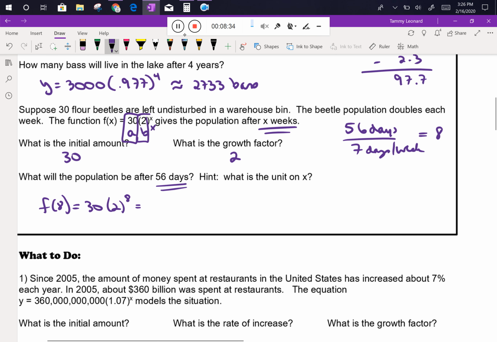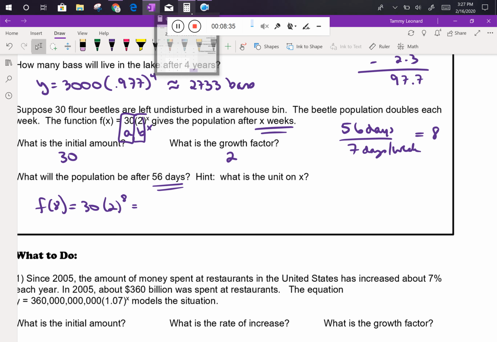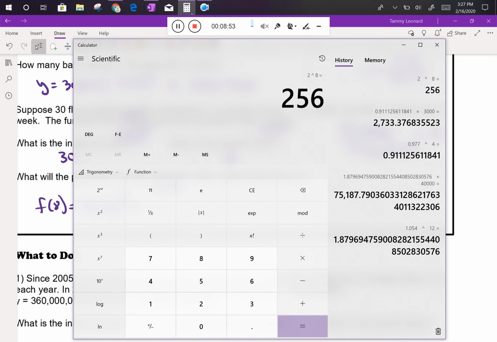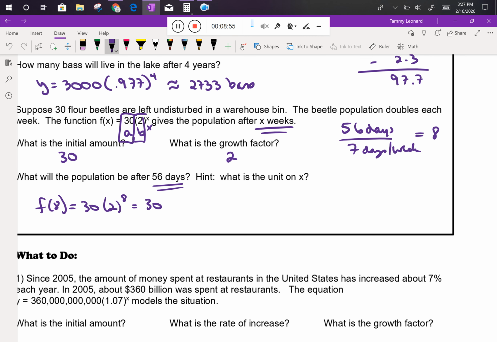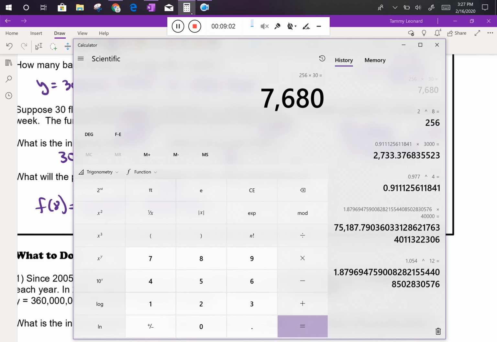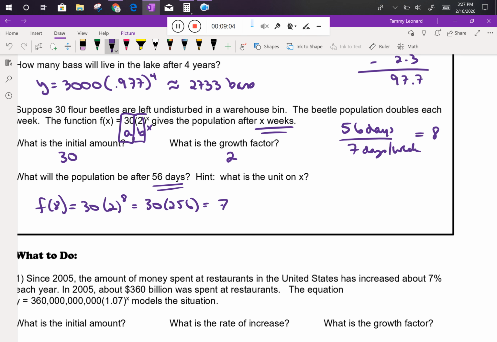And just as we've done before, the power needs to come first. So first we're going to do 2 to the 8th. Whoops. Clear. 2 to the 8th. There we go. 256. So this is 30 times 256. So 7,680 beetles.